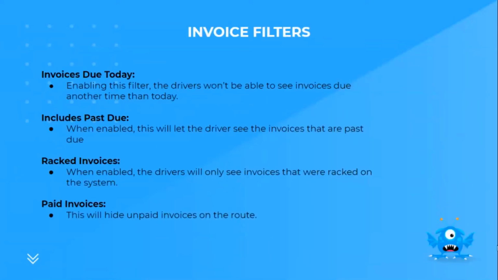All right, let's take it one by one for the invoices. Invoices due today: enabling this filter, the drivers won't be able to see invoices due another time other than today. Includes past due: when enabled, this will let the driver see the invoices that are past due. Racked invoices: if it's enabled, then the drivers will only see invoices that were racked on the system. And paid invoices, of course, this will hide unpaid invoices on the route.